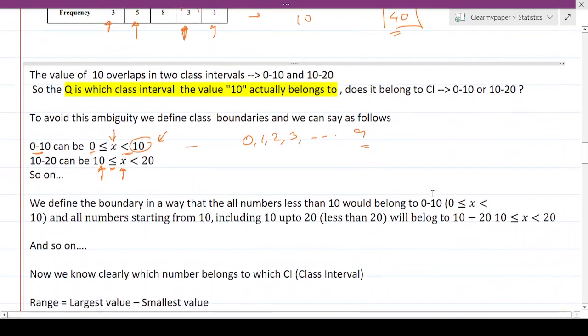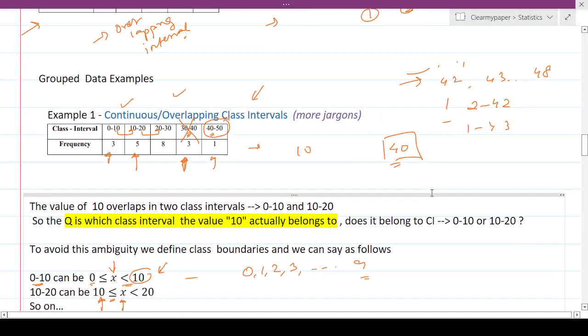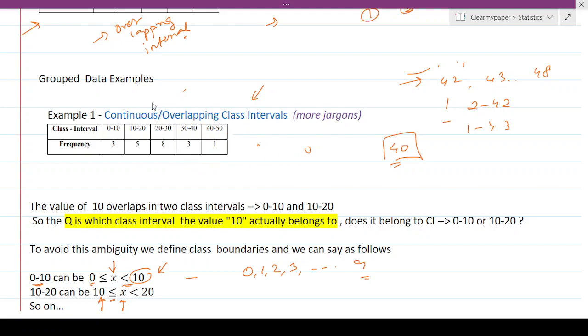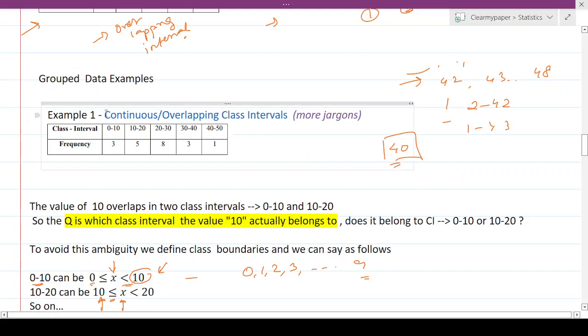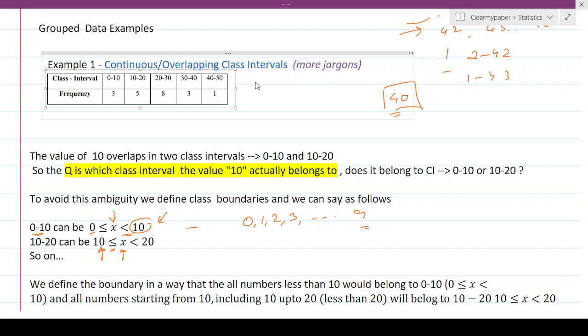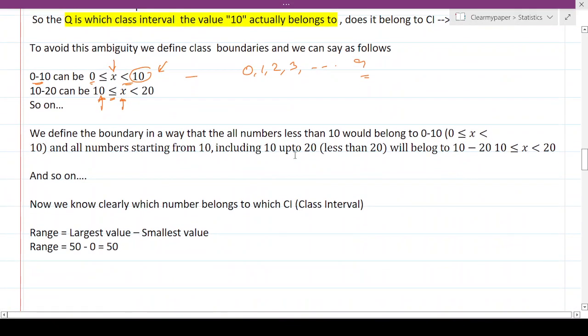And that is what we have done in the previous videos. After we do that, the simple way to calculate the range is this: in this case we are not calculating the mean, because for the mean we calculate the midpoint for each interval. But if you get a problem with grouped data, for example with continuous overlapping class intervals, then you don't have to worry. You simply calculate the difference between the upper limit of the last class interval, the 50, and the lowest boundary of the first class interval, the 0, and then you subtract. So in this case, 50 minus 0.